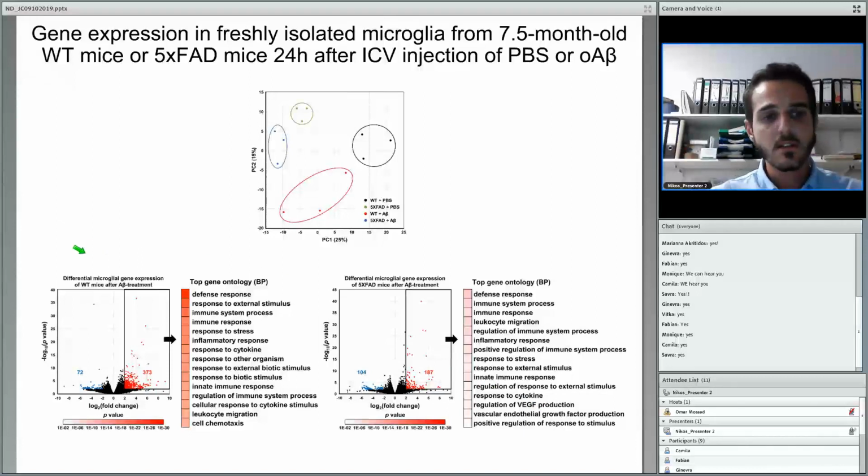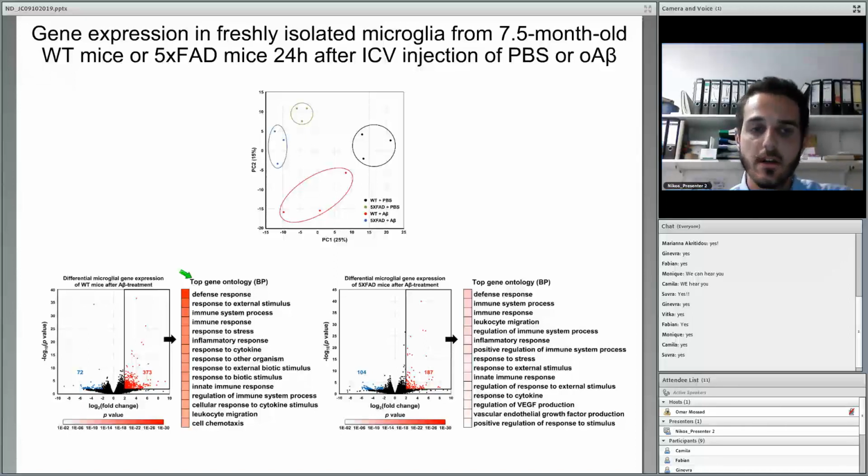So what they see here, this is the comparison between the wild-type mice with PBS or with oligomeric A beta treatment, and they see around 370 genes to be differentially upregulated, and all this in a GO term of biological processes. They see increased response, defense response, immune response, and generally response to stimuli.